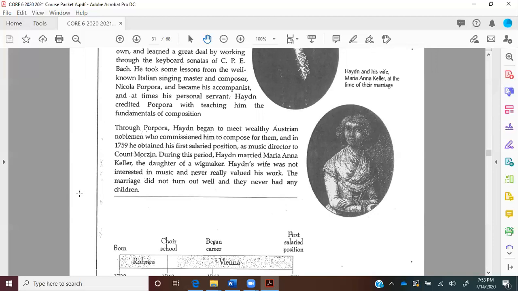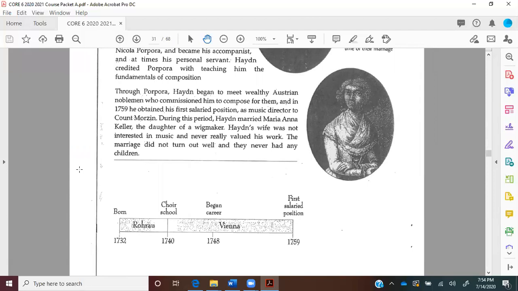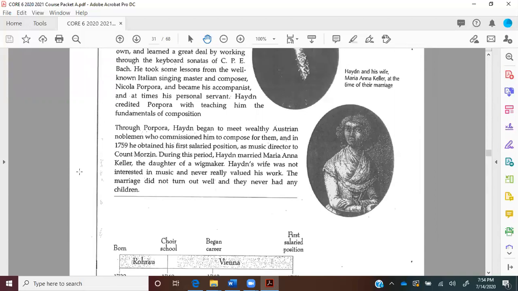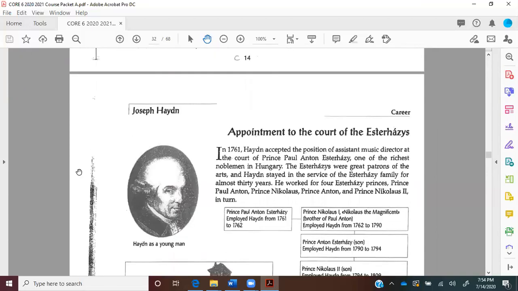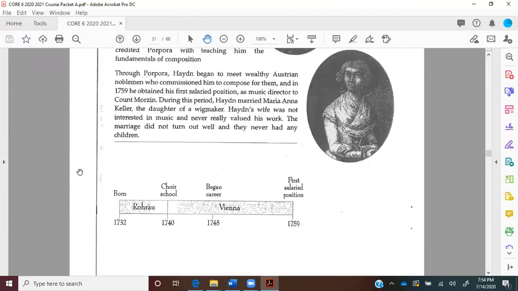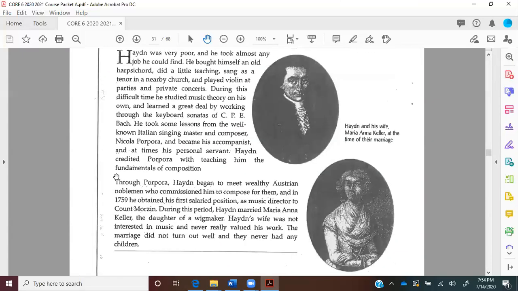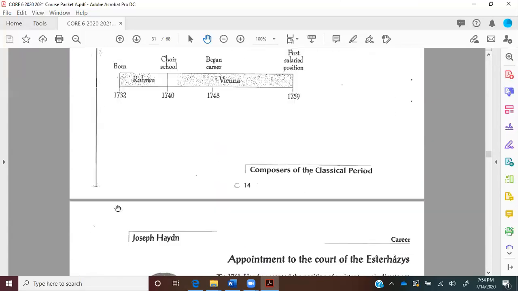During this period, Haydn married Maria Anna Keller, the daughter of a wig maker. Yeah, wigs were really important back in the day. Haydn's wife was not interested in music and never really valued his work. Oh, that's sad. The marriage did not turn out well, and they never had any children. Well, that kind of makes sense, to have a supportive husband or wife. Okay, that's kind of interesting stuff. So he learned composition from an Italian guy and also from Bach.